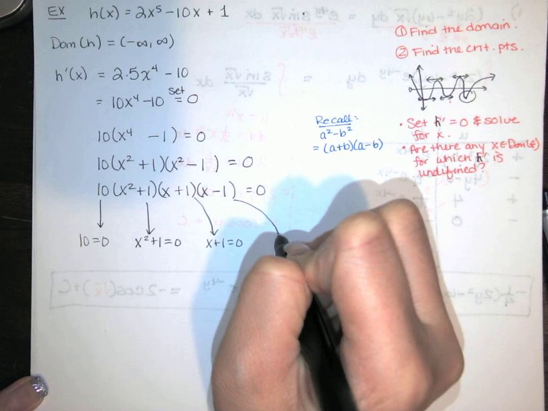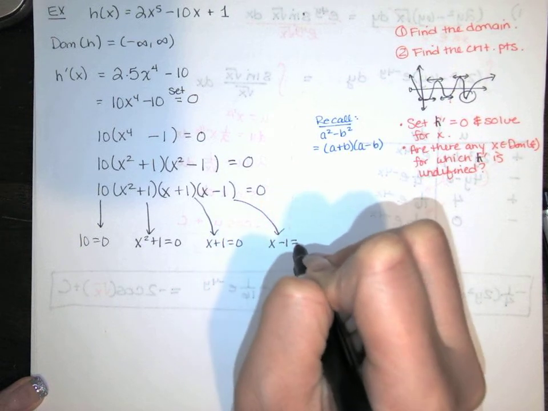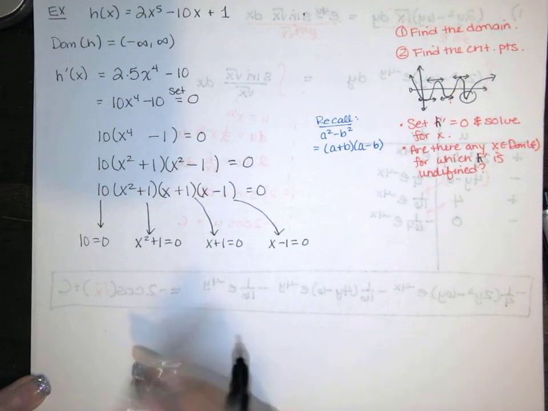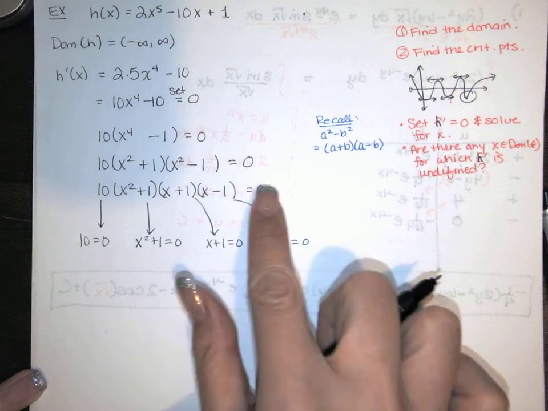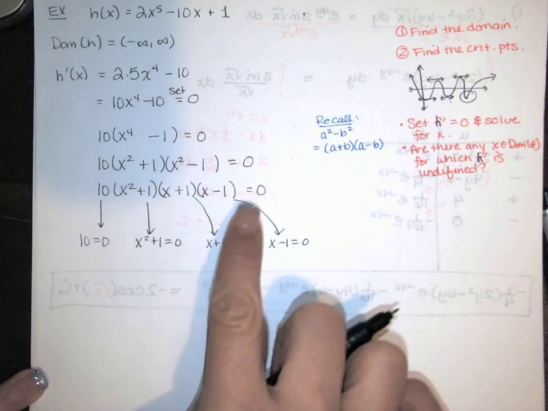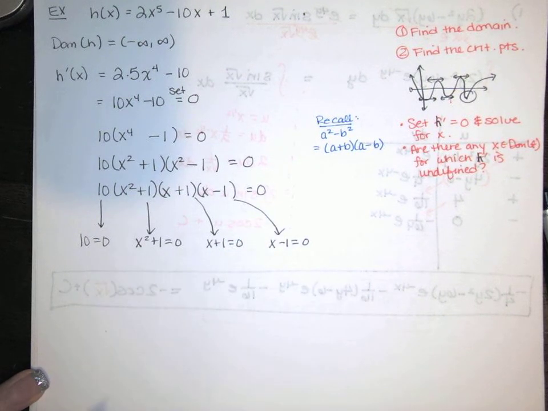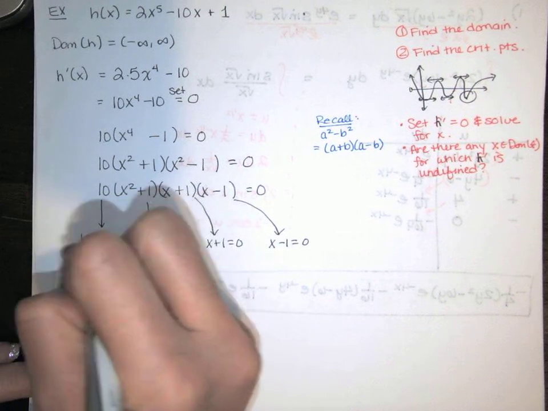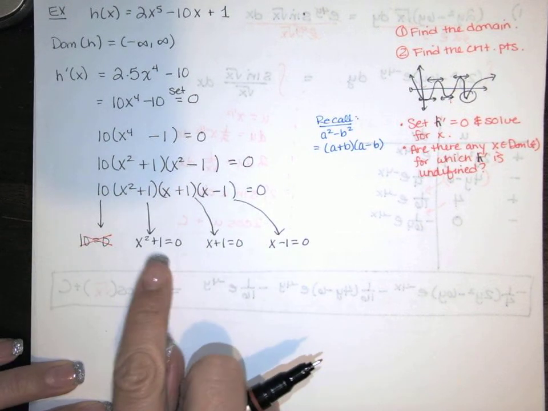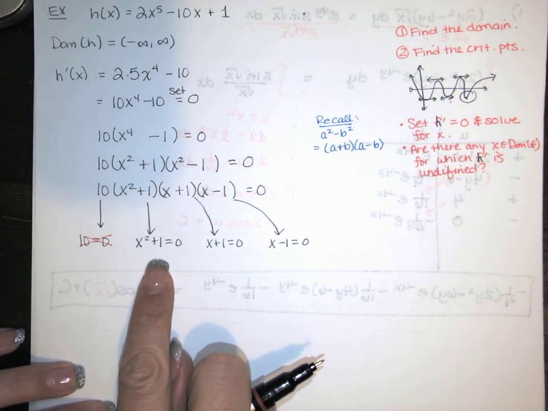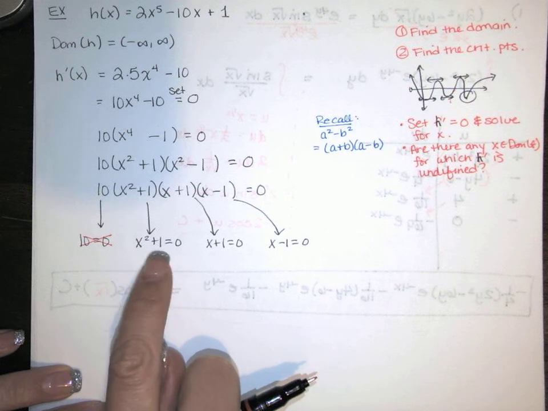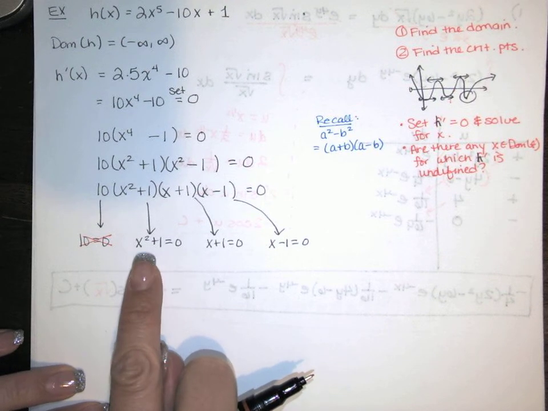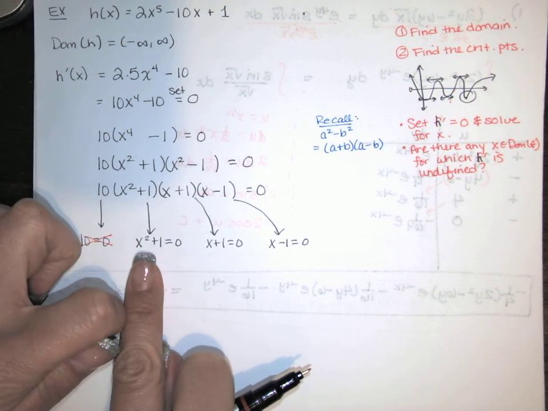The only way a product is 0 is if one of the factors is 0. If all these were anything but 0, I multiply them together, I'm going to get something other than 0. But if I get 0, that means something up here has to be 0. Well, 10 is never equal to 0, so I don't have to worry about that. Now this one does not have any solutions in the real numbers. It might not be obvious to you that that's true, but it's a sum of squares, so that's one way that you can just remember that that's true.